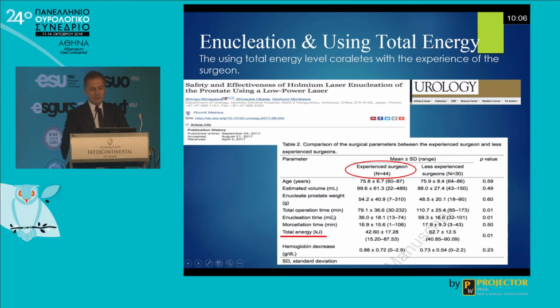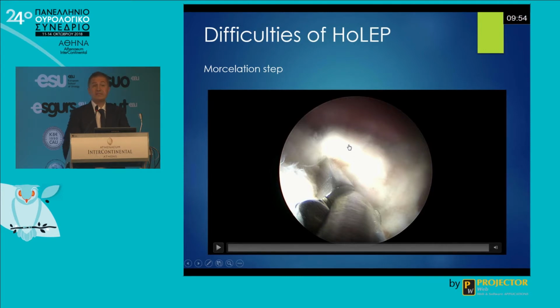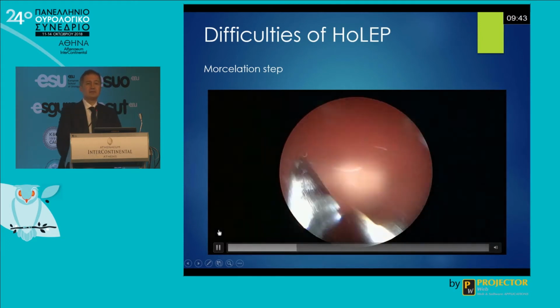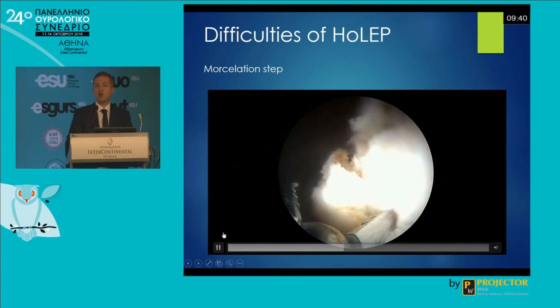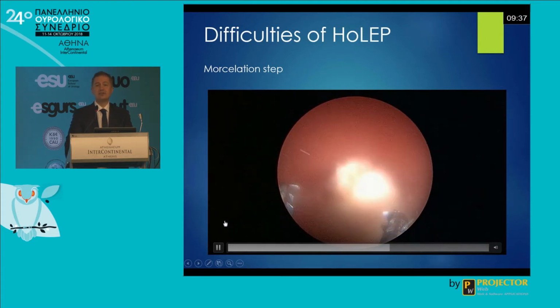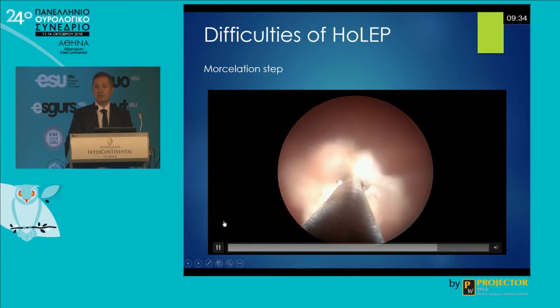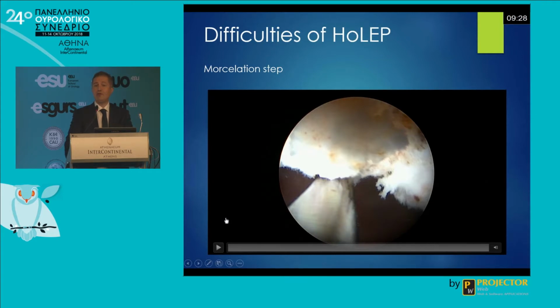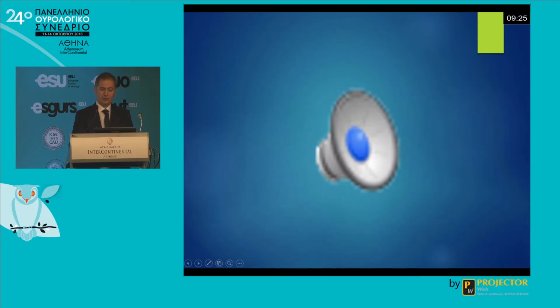And please look at this study. The total energy used is decreasing with experience. What's the difficulty of HOLEP? The main difficulty is the morcellation. During the morcellation, some of the adenoma tissue is hard. It's not easy to morcellate this tissue, or to remove it with the grasper. So the industry must develop some new equipment for this step.